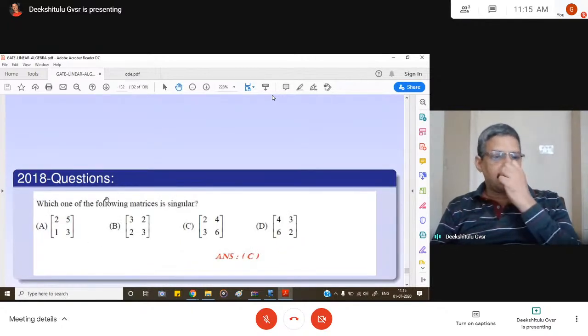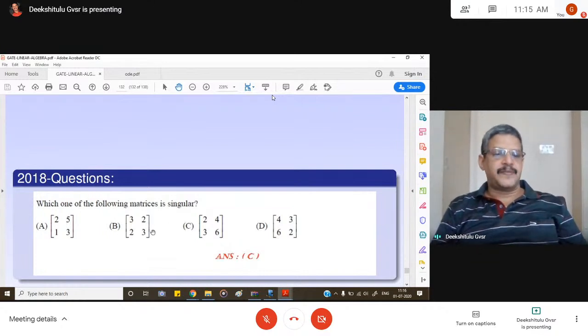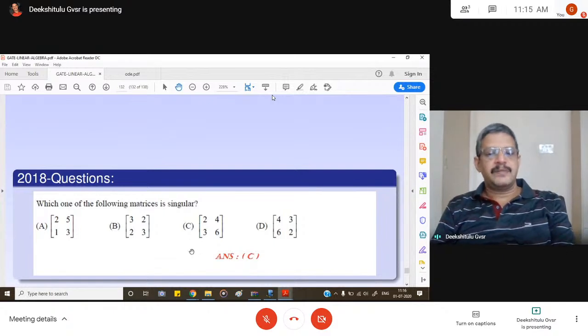Next one is 2018 questions. Which of the following matrices are singular matrices? Find the determinants. Which one is not equal to 0? Which one is equal to 0? That becomes a singular matrix.